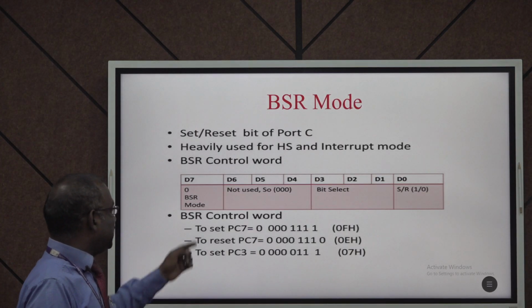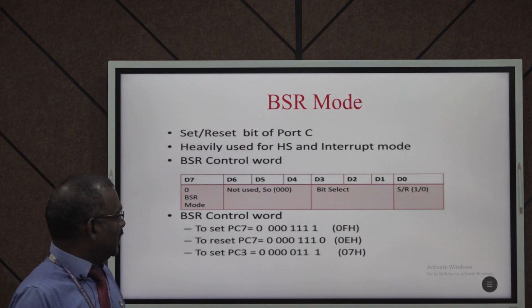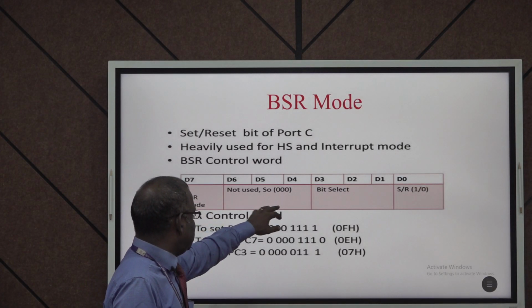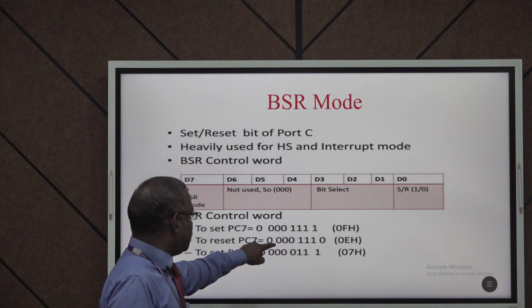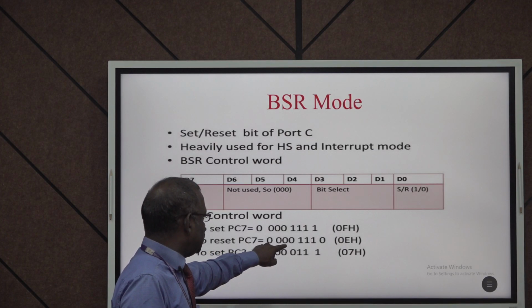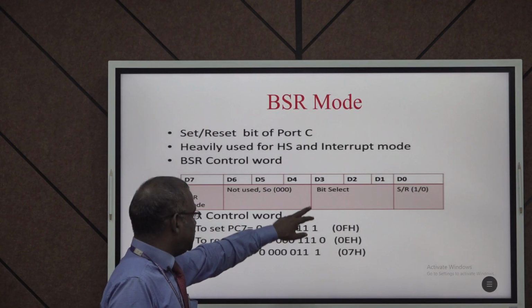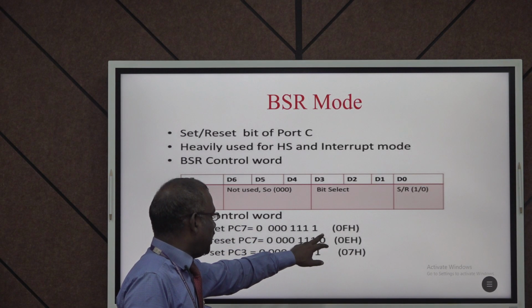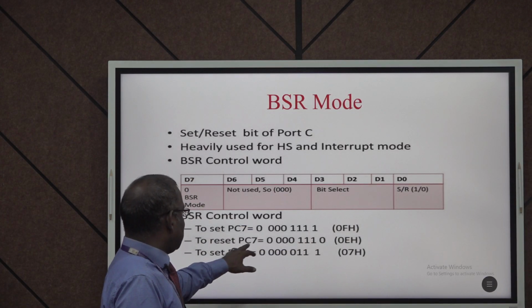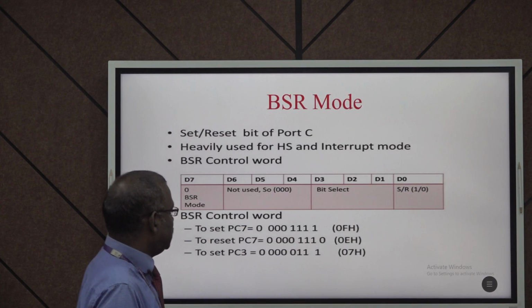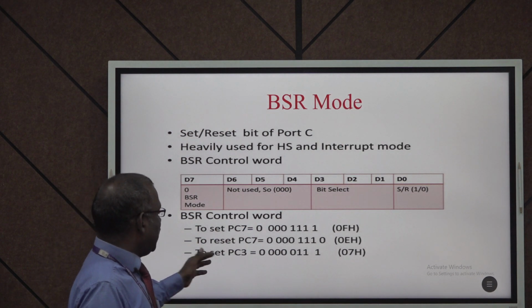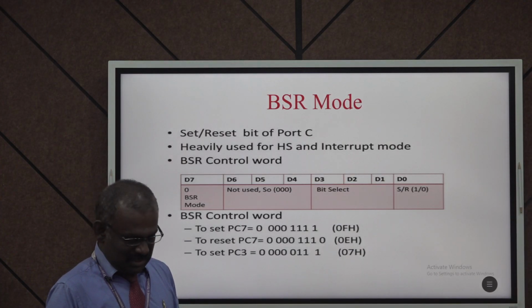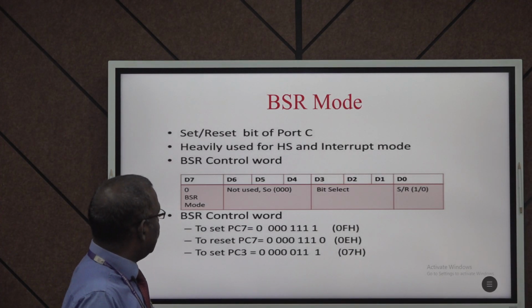Likewise, if you reset the pin PC 7, then again I am selecting BSR mode. These 3 pins are not used, so I am putting 0, 0, 0 here. So the MSB will be 0, 0, 0. To select the PC 7, I am putting 1, 1, 1 here, and I want to reset the particular bit, so I am putting 0 here. So to reset PC 7, the hexa will be 0EH. Like that we can configure any one pin of port C using this bit set or reset mode.